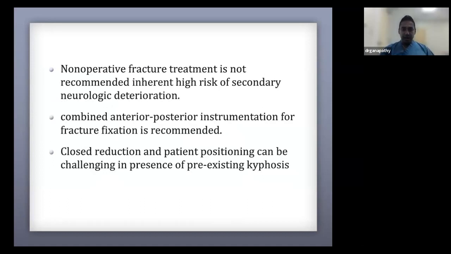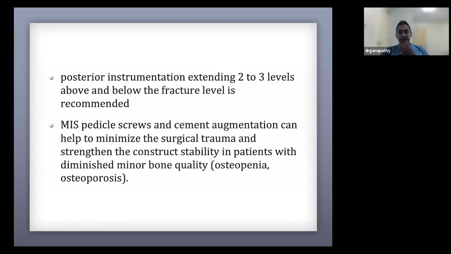They didn't recommend any non-operative management. Anterior posterior fixation in their mind was recommended, and we'll talk about some of the biomechanical data on that. Closed reduction and patient positioning are obviously challenging in the presence of severe kyphosis. In the literature review, extending 2 to 3 levels above and below was recommended. And they felt screws with cement augmentation in their percutaneous patients helped to minimize the surgical trauma and strengthen the construct because of the underlying osteopenia or osteoporosis that patients get.